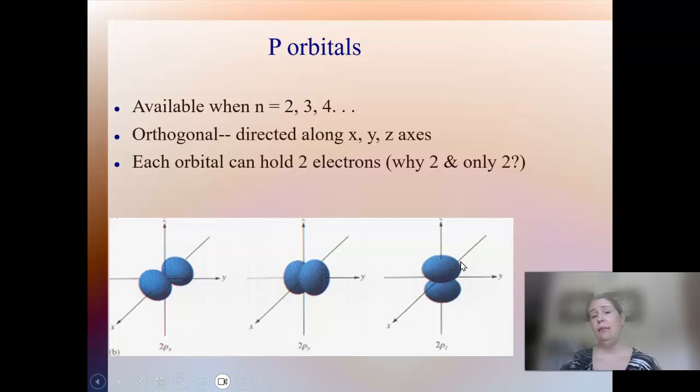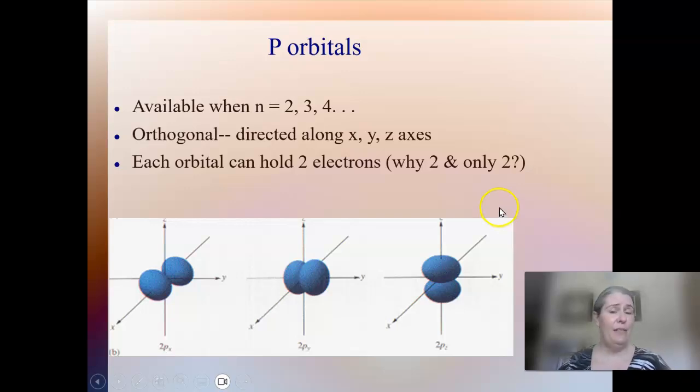P orbitals then are available when the principal quantum number is greater than or equal to 2, 2, 3, 4. There are 3 of these, and they are in fact at 90-degree angles to each other. They are orthogonal. They go along the x, y, and z axis. So we call them the px, py, and pz. Each orbital can hold 2 electrons. And there's a reason why it's 2 and only 2. Of course, 2 times 3 would give us 6. That's why we have 6 maximum electrons in the p orbitals.